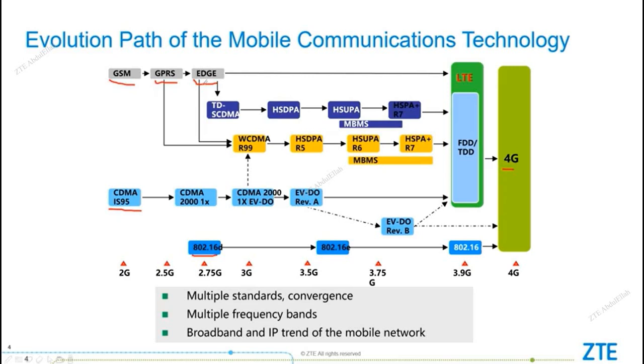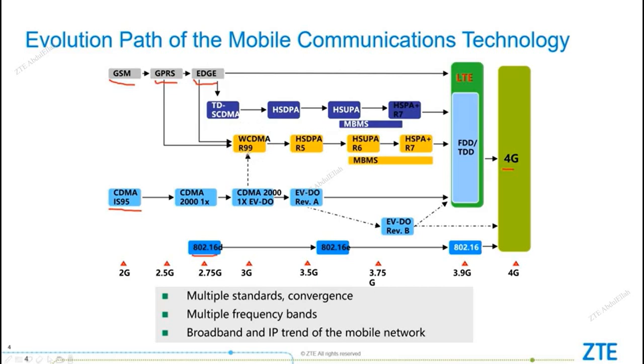Okay, after that, we are going to 3G. In 3G, we have TD-SCDMA, WCDMA, and CDMA2000. They all belong to the 3G system. We are familiar with WCDMA, which is 3G, and 3GPP also defined R99 of WCDMA. R99 means the release of 1999.